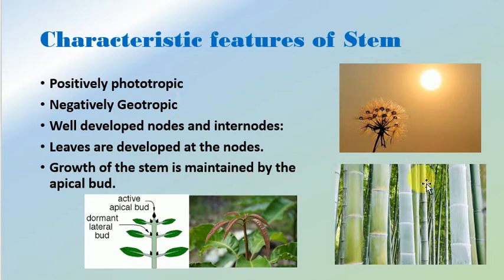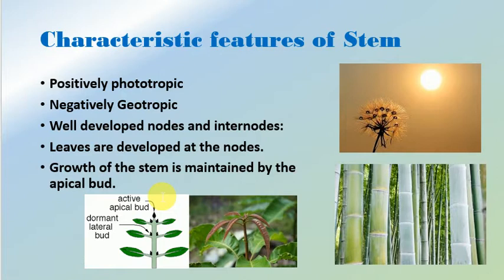The shoot system or the stem is divided into nodes and internodes. This is the image of the sugarcane stem, and here the nodes and internodes are clearly seen. So these are the nodes of the sugarcane, and these bigger structures are the internodes, and the leaves arise and develop from the nodes, and sometimes the adventitious roots also arise from the nodes of the stem.